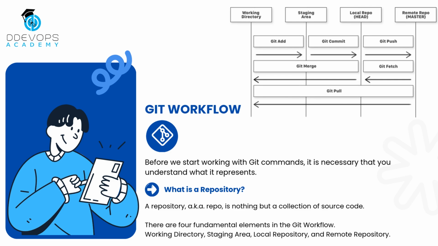You'll use commands like git add to stage changes, git commit to save them locally, and git push to send them to the remote repo. To bring in updates, use git fetch or git pull. And when collaborating, git merge helps combine changes across branches. Understanding this flow is essential for smooth collaboration and version control.